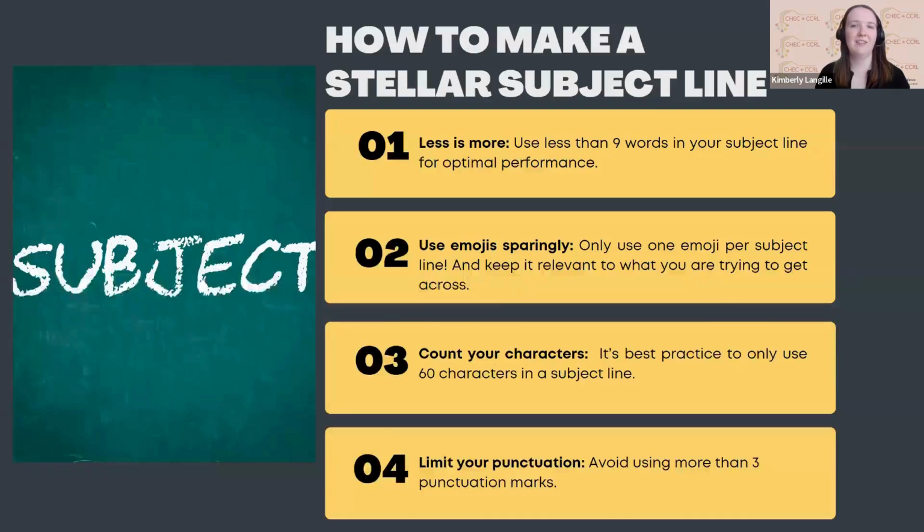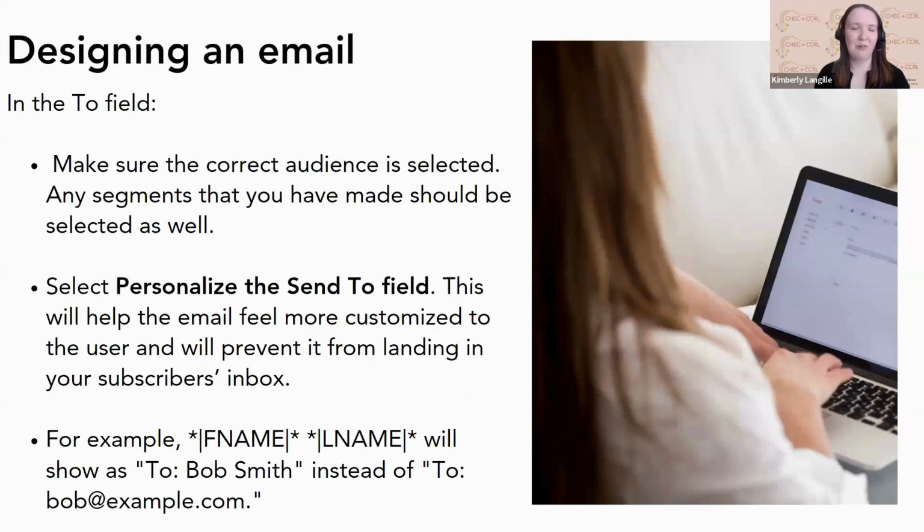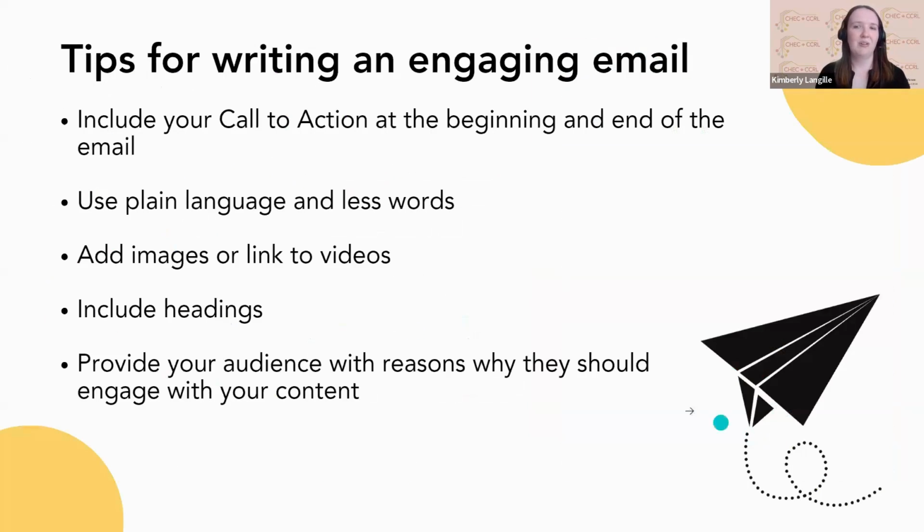And then basically what I wanted to say before, and I'm sorry for going over time, are tips for writing an engaging email. You basically want your call to action at the beginning and at the end of the email. That is what you want your users to do. If you want your users to sign up for a webinar, you say, hey, learn how to become a Mailchimp whiz or learn how to transform your emails.